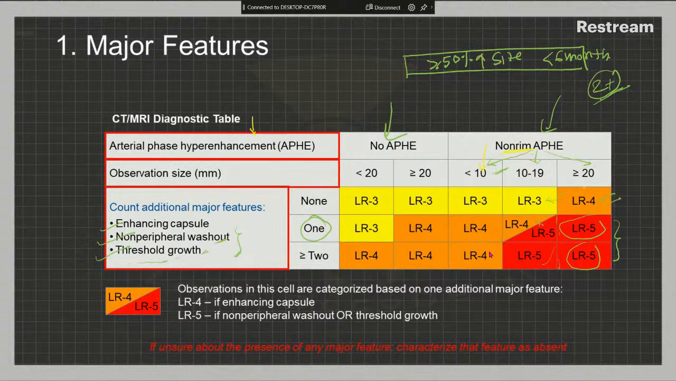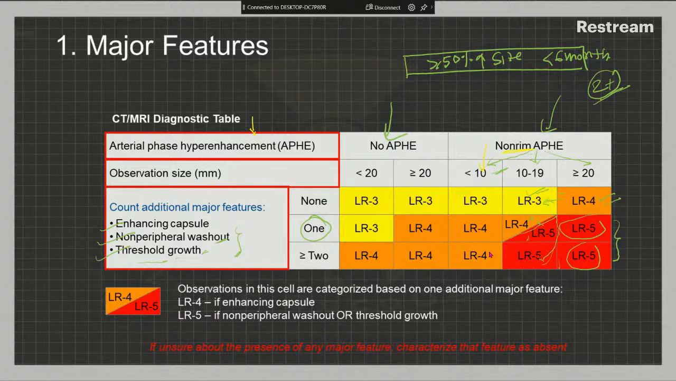So simply, for 20 mm, LR-4 with a minus one gives LR-3. With these three, if two additional features are present, it is directly promoted to LR-5. But if one additional feature comes, it may go either LR-4 or LR-5. LR-4 if the capsule is there. But apart from the capsule, if any other one of the two comes, then LR-5.